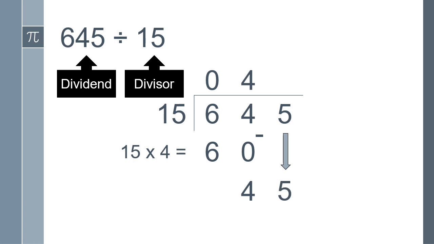my new dividend. So I do 45 divided by 15. Again, I can count up in 15s, 15, 30, 45. I've added 15 3 times, or if you wanted to do it as subtraction, you would take 15 away 3 times, and that gives me that answer there. So 645 divided by 15 is 43.